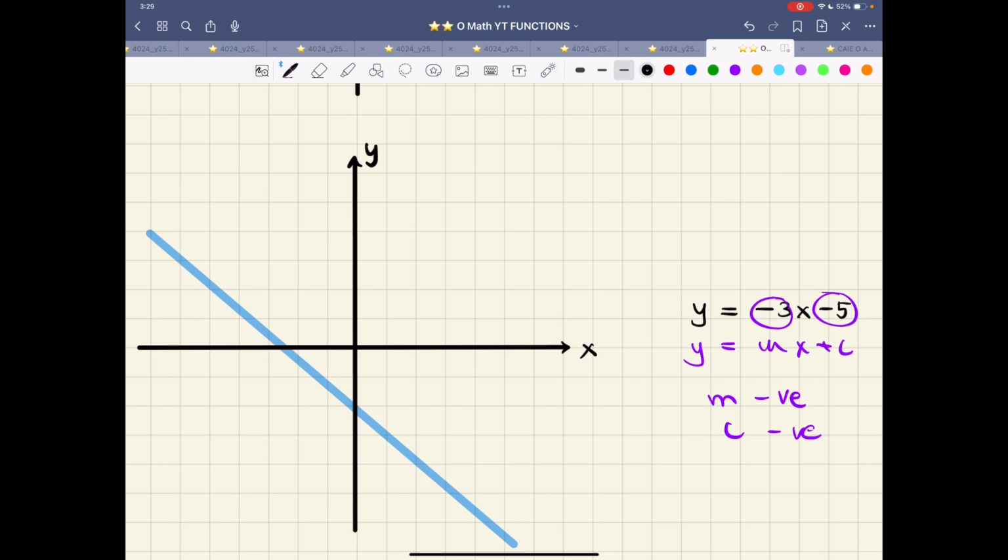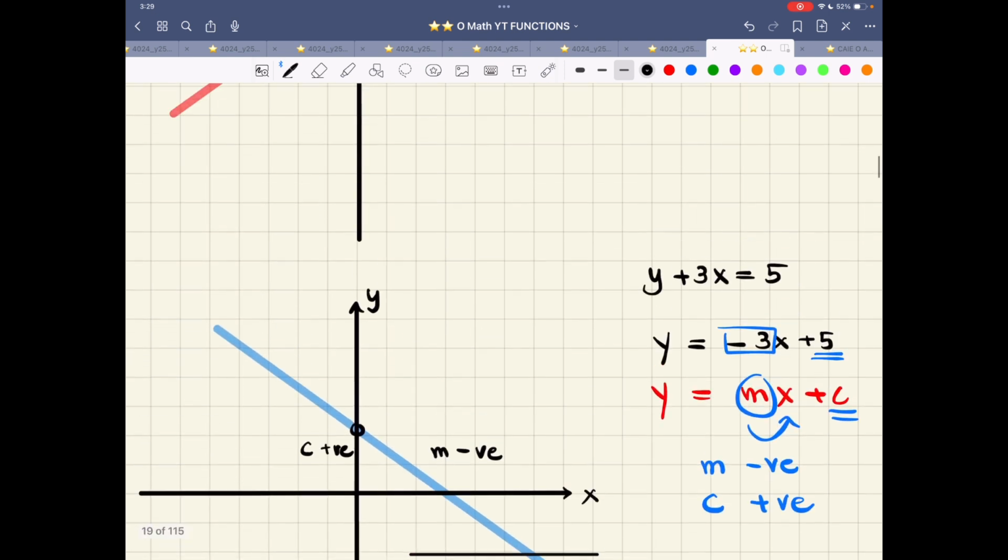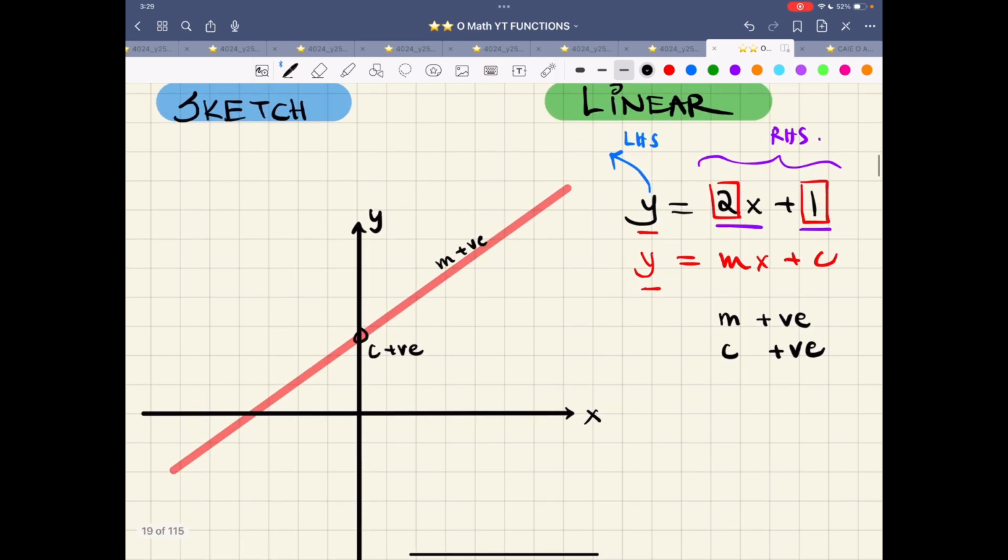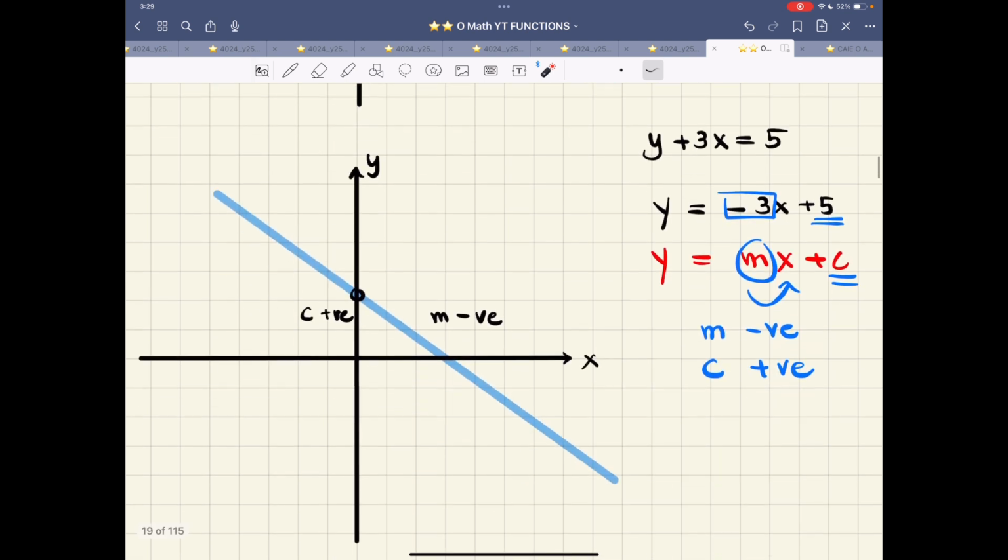So now m is negative and y-intercept is negative. There is no harm in just going around and reviewing it. First of all, y is equal to mx plus c. Gradient is positive, y-intercept is positive. Over here, first I write in the standard form, then I make my decision.